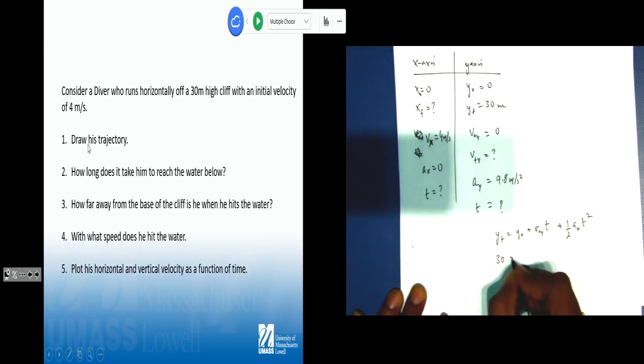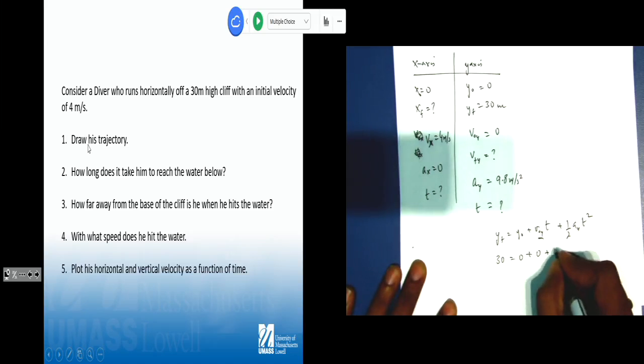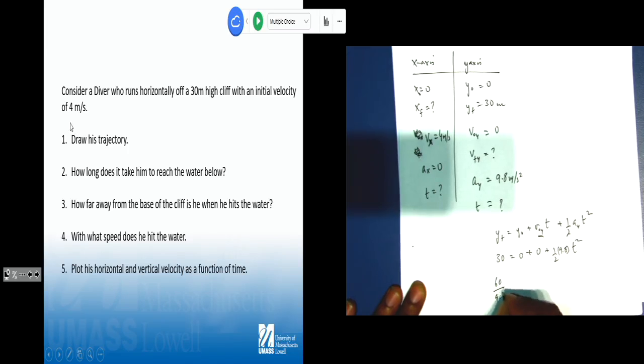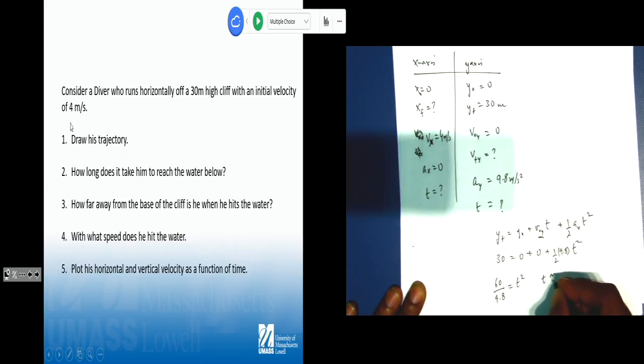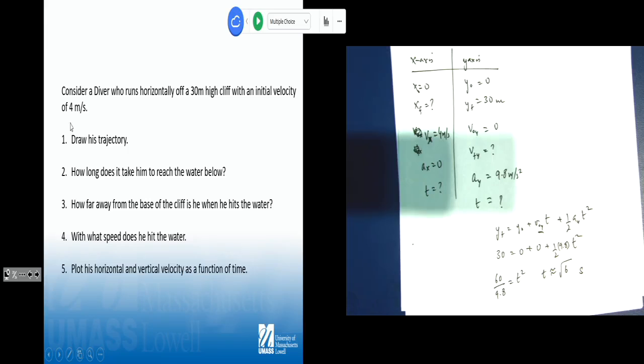This is 30, this is 0, this guy is 0, so 0 times t is 0, plus 1/2 9.8 t squared. So you have 60 divided by 9.8 equals t squared, so t is approximately the square root of 6 seconds. Don't worry about the math, but does everyone follow this? You can find time simply from the y-axis.